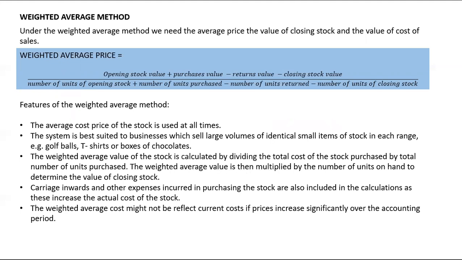And these are simply the features of the weighted average method. Weighted average cost method, the average cost price of the stock is used at all times. The system is best suited to businesses which sell large volumes of identical small items of stock in each range, like a Pick and Pay shop, right?